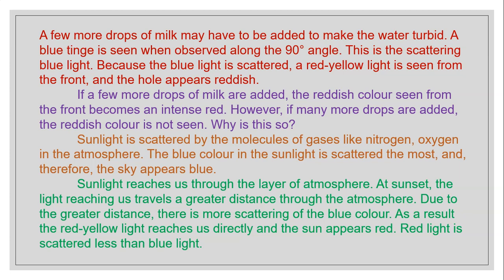Why is this so? Sunlight is scattered by the molecules of gases like nitrogen, oxygen in the atmosphere. The blue color in the sunlight is scattered the most and therefore the sky appears blue. Sunlight reaches us through the layer of atmosphere. At sunset, the light reaching us travels a greater distance through the atmosphere. Due to the greater distance, there is more scattering of the blue color. As a result, the red-yellow light reaches us directly and the sun appears red. Red light is scattered less than blue light.